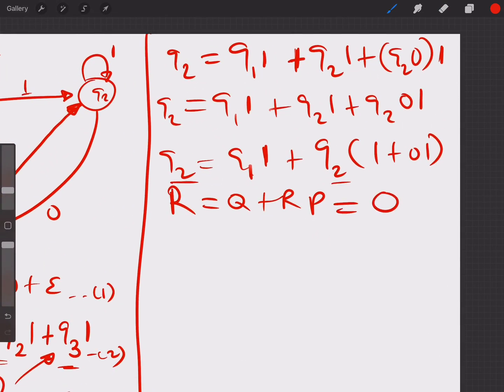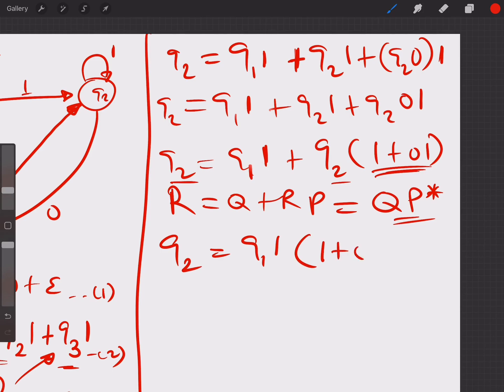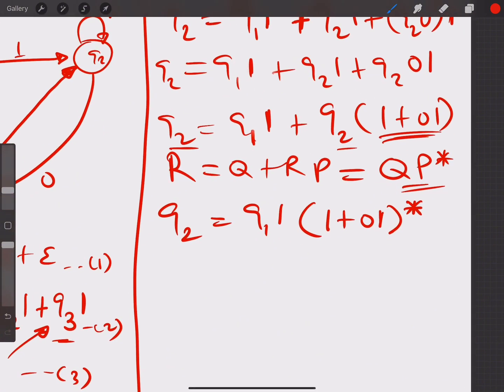Substituting the value, because we know this, we can already tell by the equivalence what should happen. So we are removing Q2 out now because R doesn't exist in this. So what is Q? Q1 on 1 is Q. Now what is P? P is this over here. So we are going to have 1 plus 0, 1, Kleene closure. Yeah, so we have this.